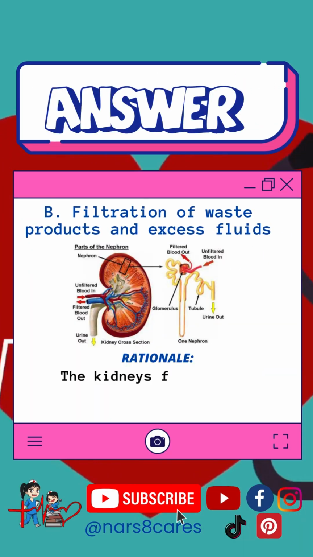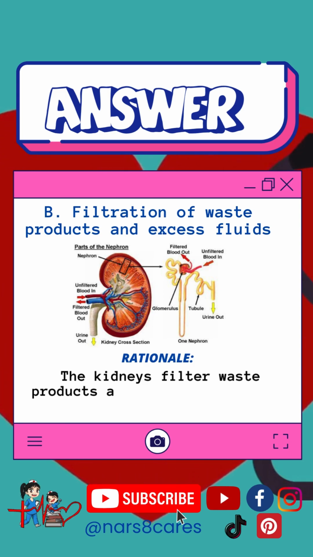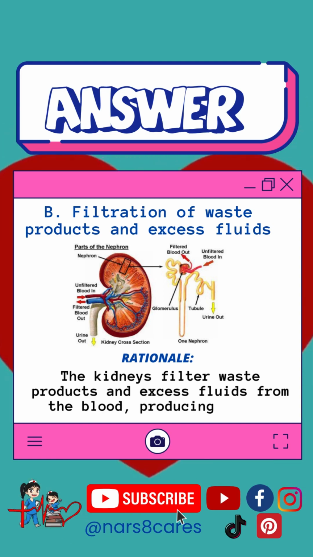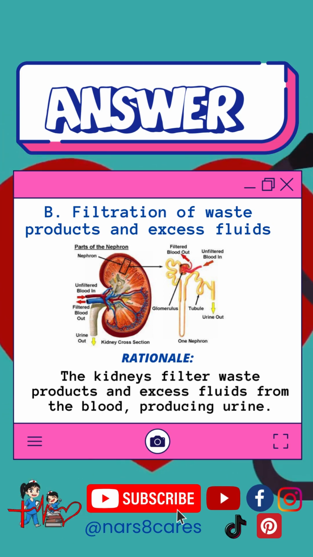Answer B. Filtration of waste products and excess fluids. Rationale: the kidneys filter waste products and excess fluids from the blood, producing urine.